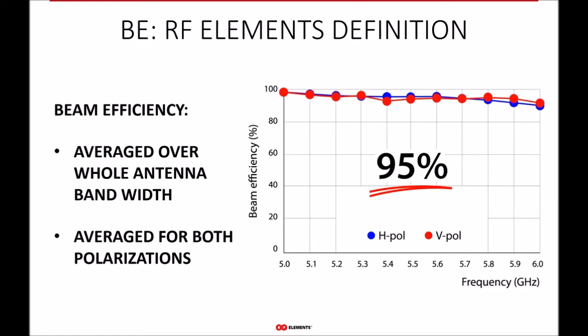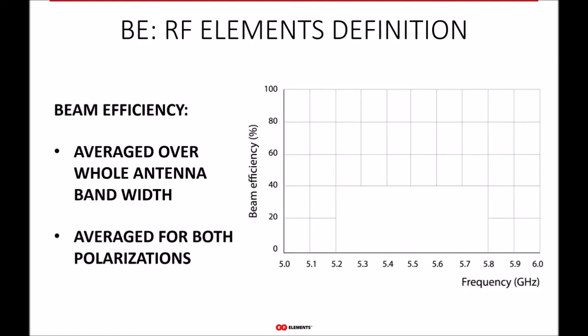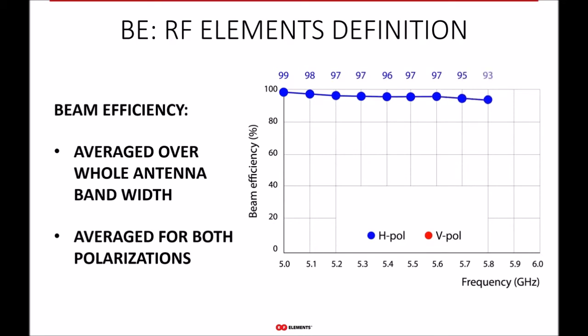Therefore, we extended the textbook definition of beam efficiency to a number that is the average of the beam efficiency over the whole useful bandwidth of our antennas and over both polarizations, which turns the textbook definition of beam efficiency into sort of a super parameter, if you will. It is a much more robust and reliable measure of side lobe performance than the single frequency, single polarization version or anything else that is out there.